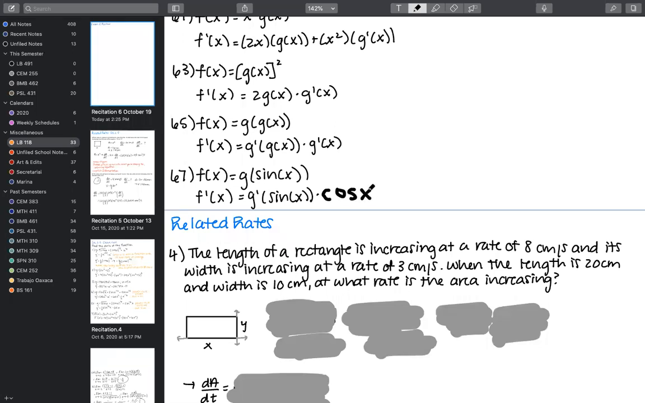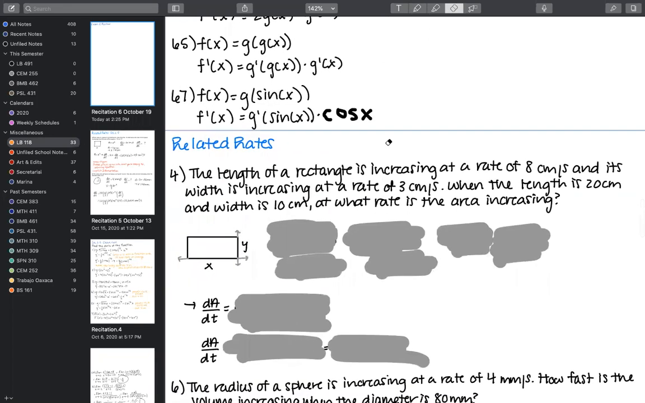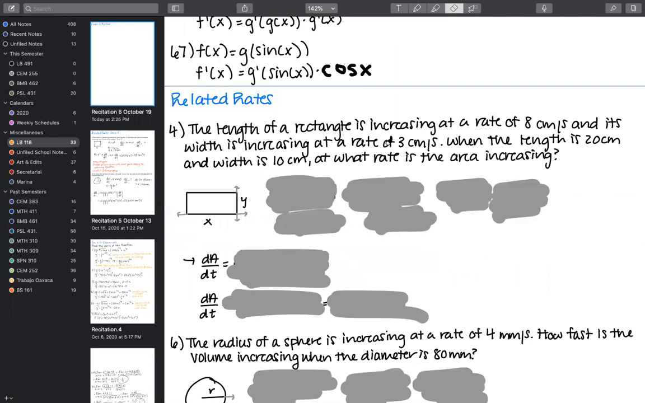Okay, we are gonna get going on our related rate problems. So to start, the length of a rectangle is increasing at a rate of 8 centimeters per second, and its width is increasing at a rate of 3 centimeters per second. When the length is 20 centimeters and the width is 10 centimeters, at what rate is the area increasing?